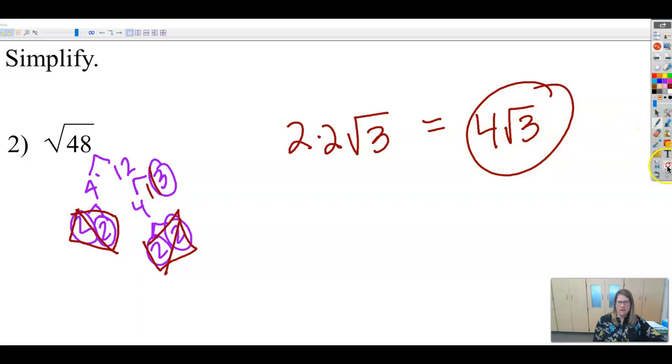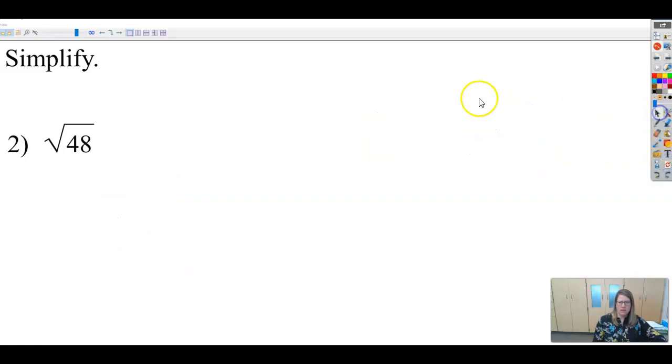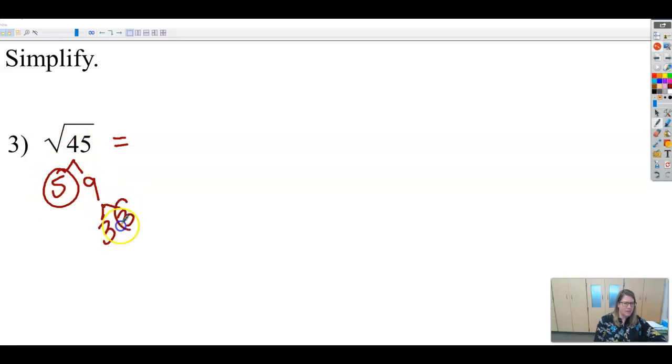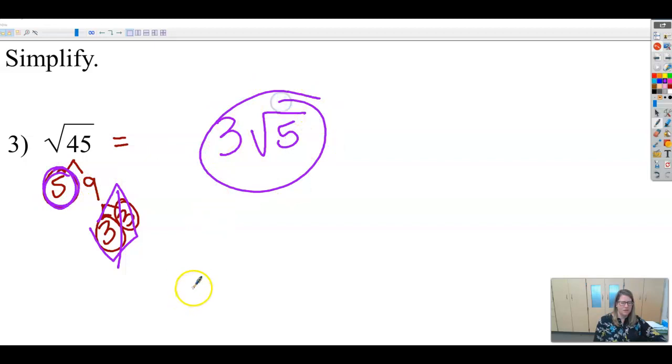Okay. On the next one, I would like you to try it on your own. Pause the video, try it on your own first, and then once you have it, come back and compare the answer here. Okay. So square root of 45. If I break this down, I know that 5 times 9 equals 45, and 3 times 3 is 9. So now I see that there are 2 3's underneath, so I can bring a 3 outside, but this 5 will have to stay inside because there's just one of them. So 3 square roots of 5.